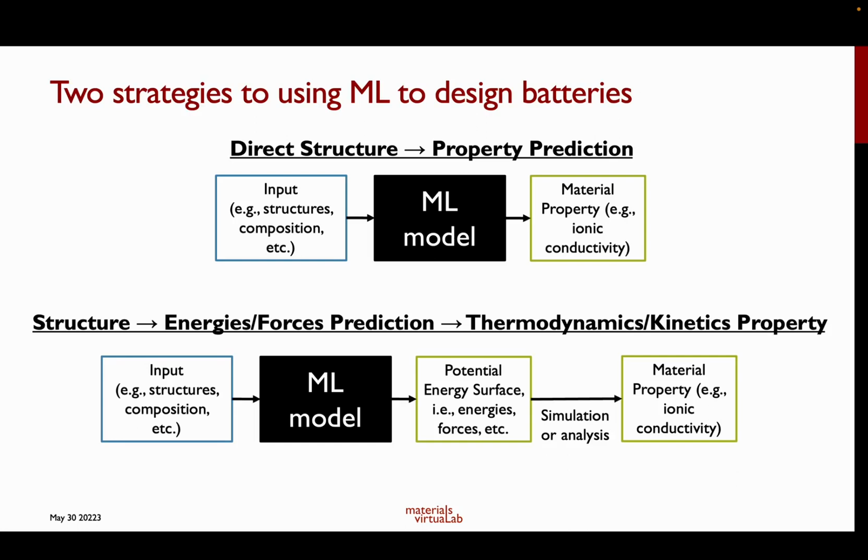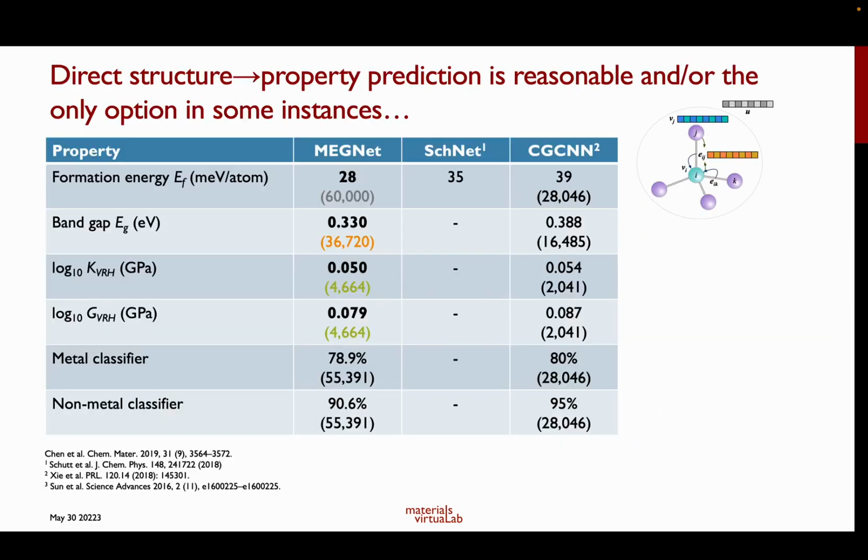Now, I'm going to talk very briefly about strategy 1, and I'm going to talk a lot more about strategy number 2, okay? Now, in some instances, strategy 1 is your only option, okay? So there are certain properties which are not directly related to the energy, such as your band gap. Then you basically have to use strategy 1 to do the prediction.